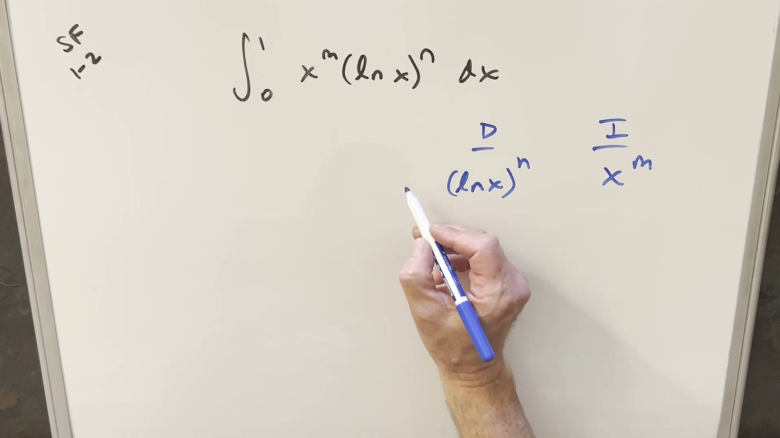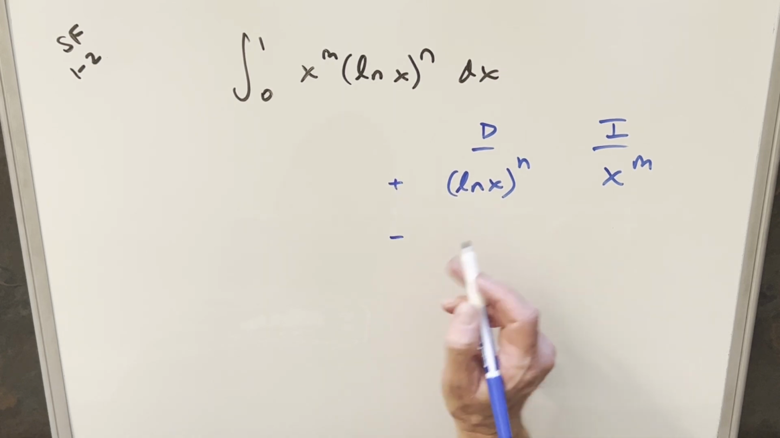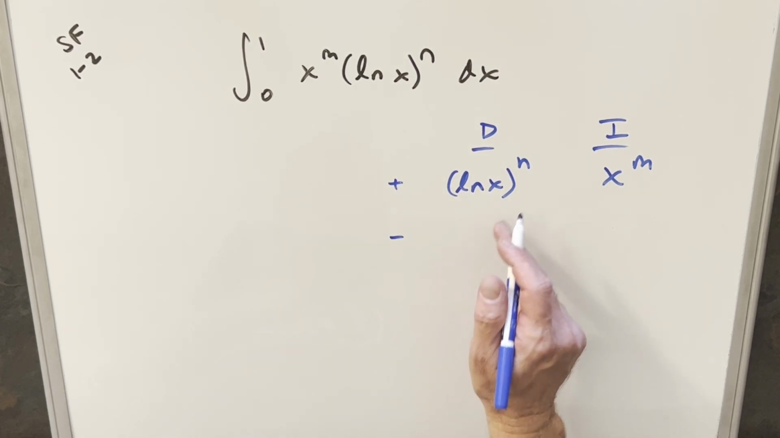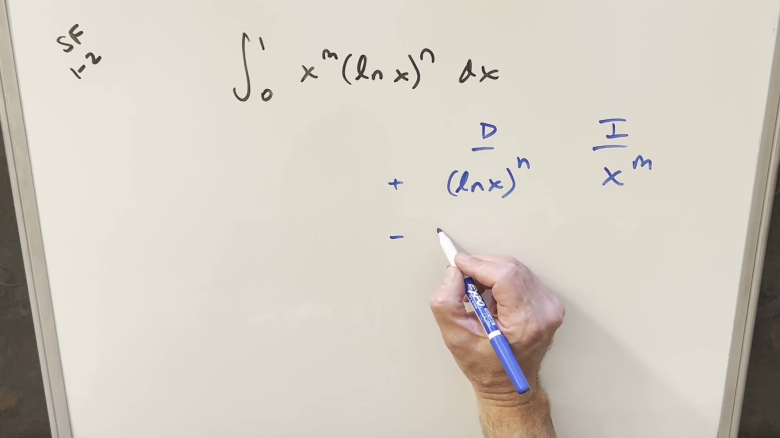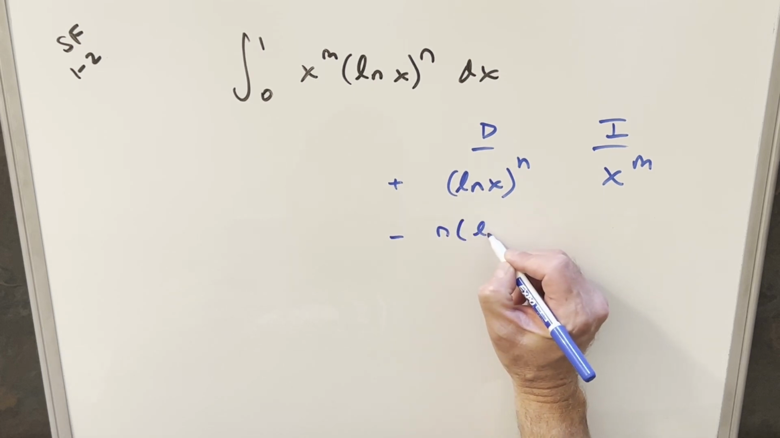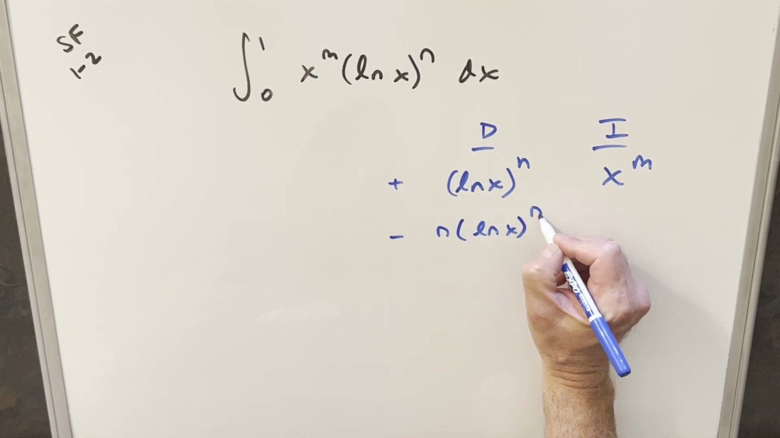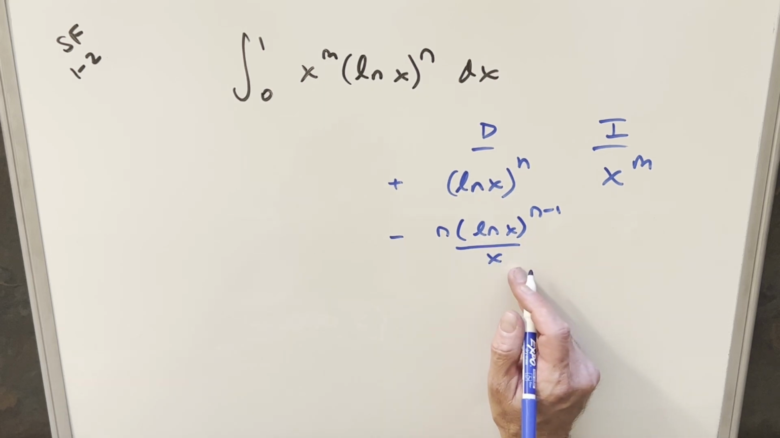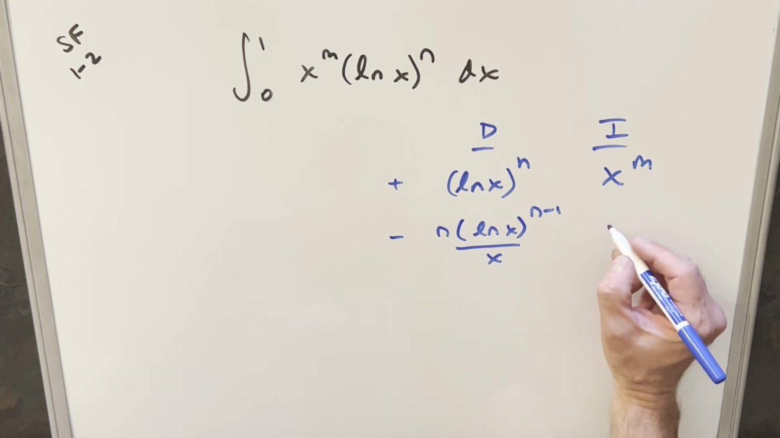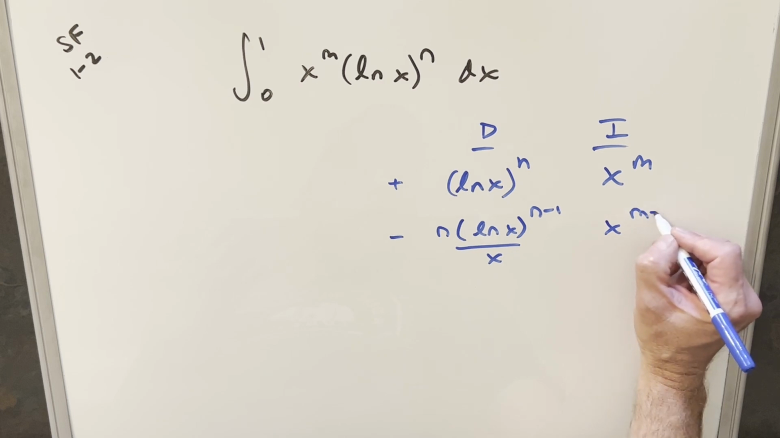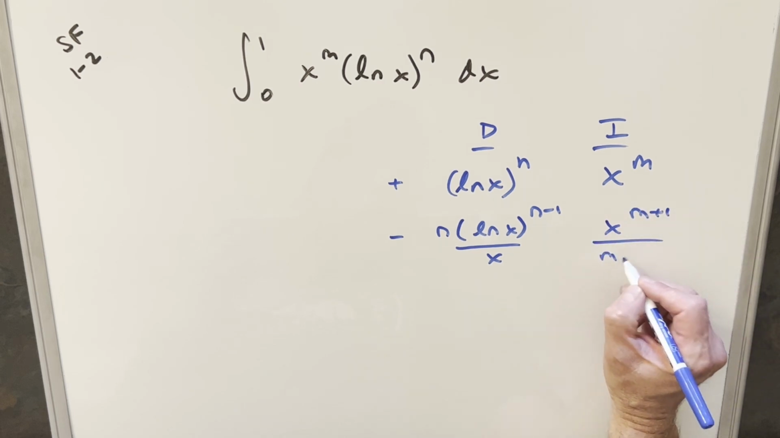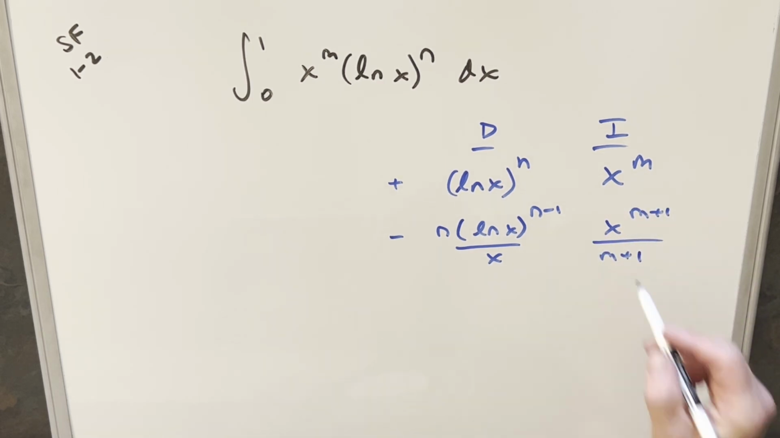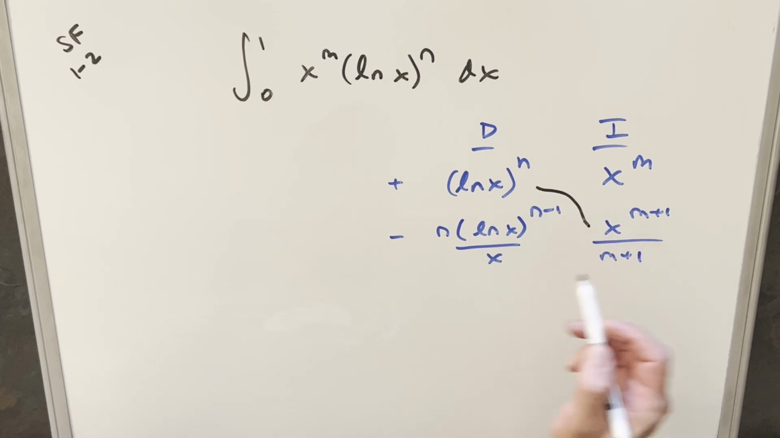When we do this, I'm just going to do it one time. When we differentiate natural log x, first we have the power rule, so we have n (ln x)^(n-1). And then with the chain rule, we're going to have a 1 over x come out. Integrating x^m, again power rule, this is x^(m+1) over m+1. Now we can evaluate part of this on the diagonal here.